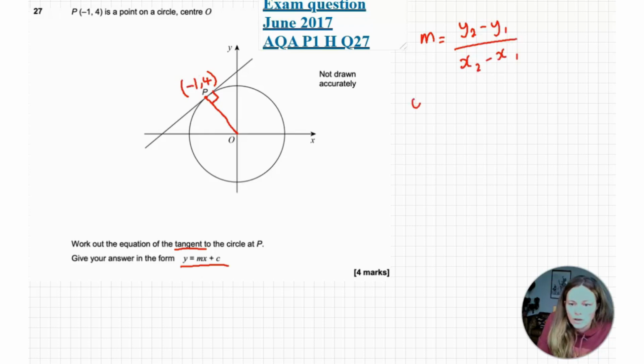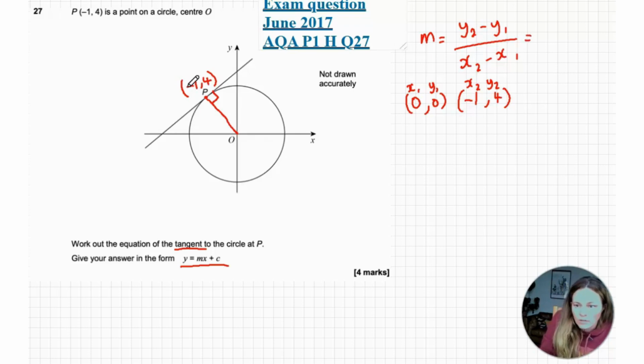Our 2 points are 0, 0, the centre, because we're going to work out the gradient of the radius, and then we're going to change it for the perpendicular. So we're going to work with the one that we're given. So it is -1 and 4, that's x2, y2. Putting that into this equation here, we're going to have 4 minus 0 over -1 minus 0. So working that out, red line the radius there.